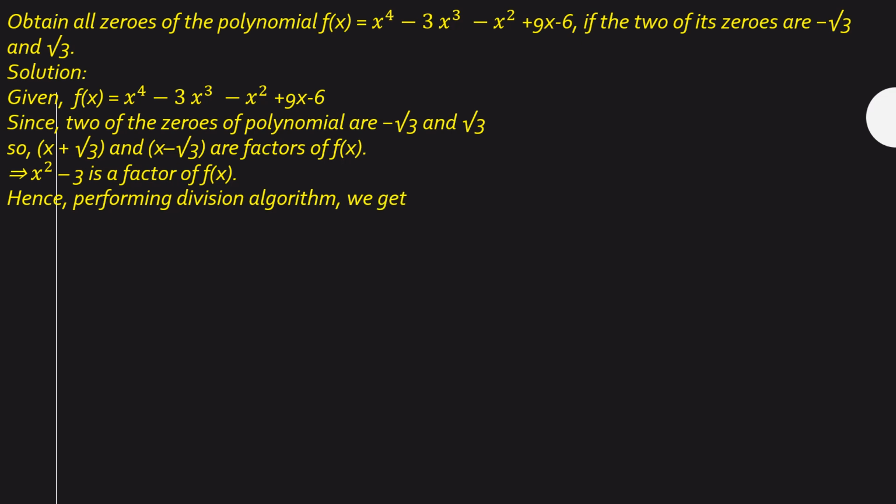Using the division algorithm, the divisor is x square minus 3 and the dividend is the given fourth degree function, and we will obtain the quotient by doing the division. The first step is to divide the first term in the dividend by the first term in the divisor, that is x power 4 by x square. So I got x square, that will be the first term in the quotient.